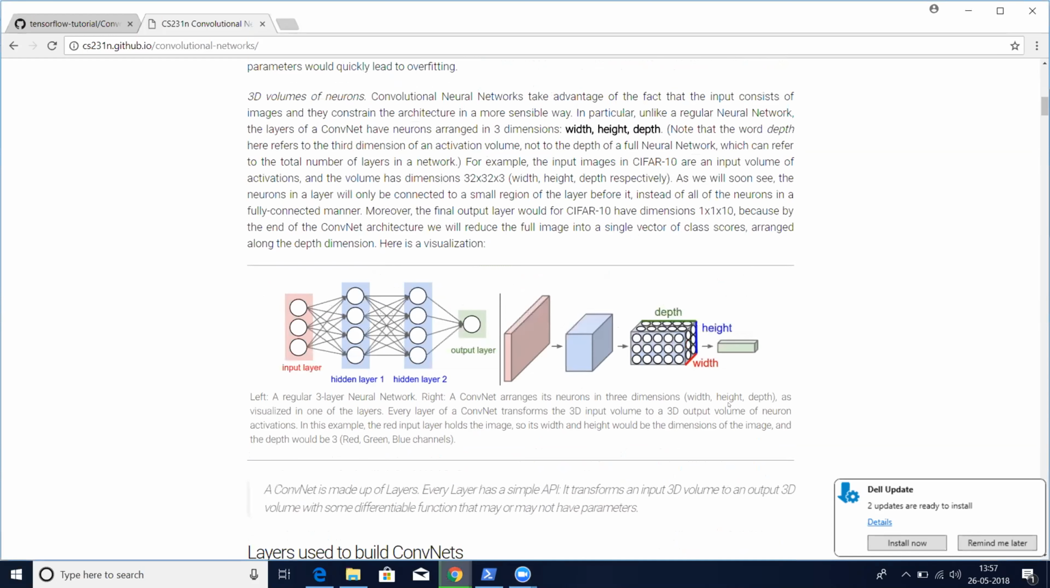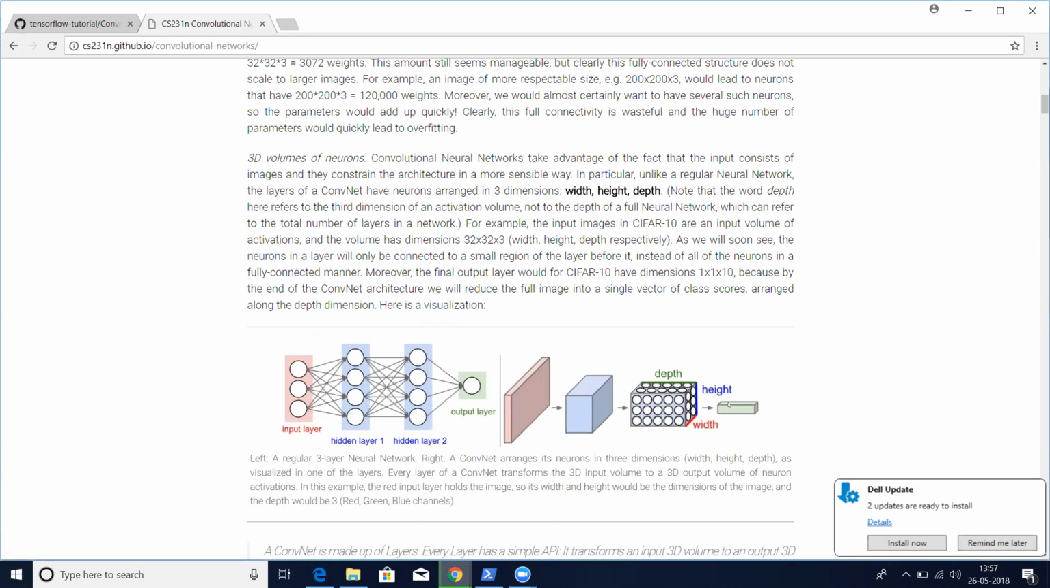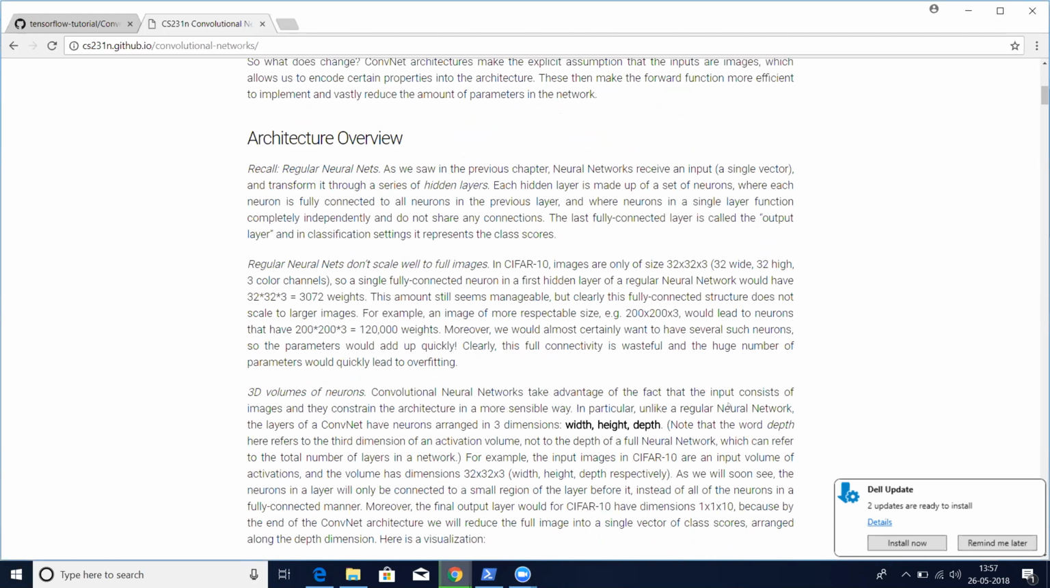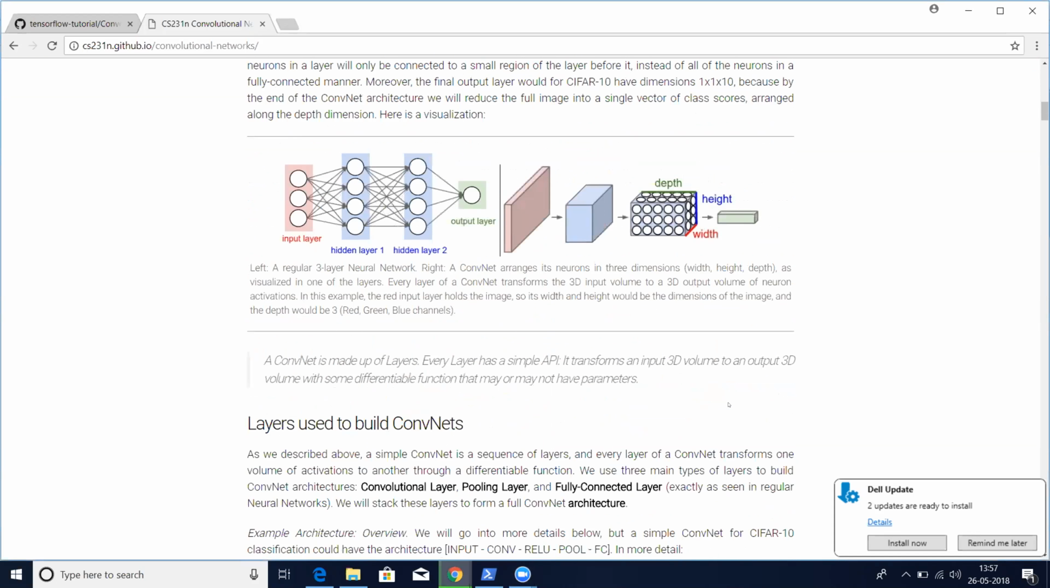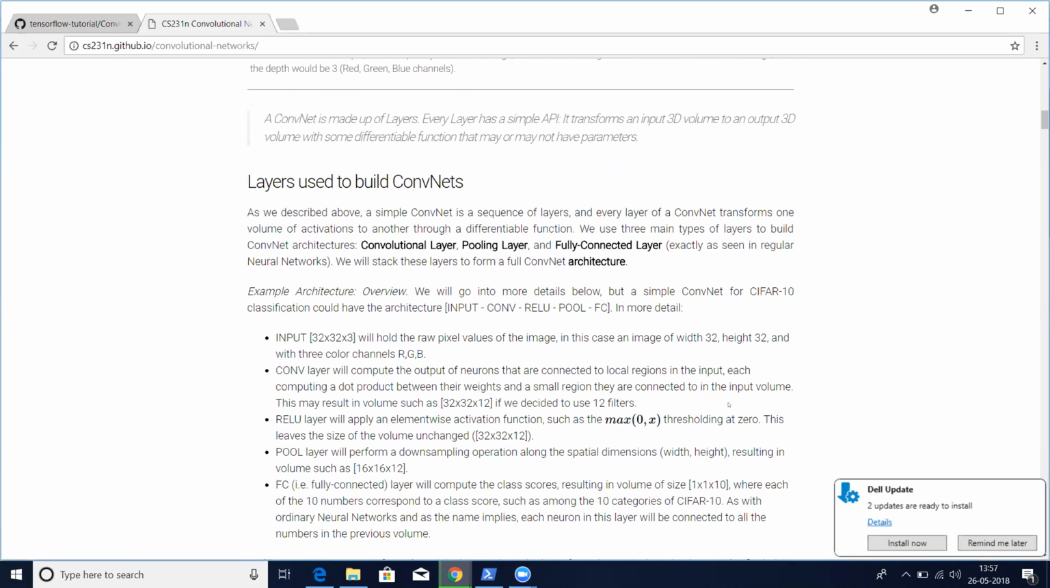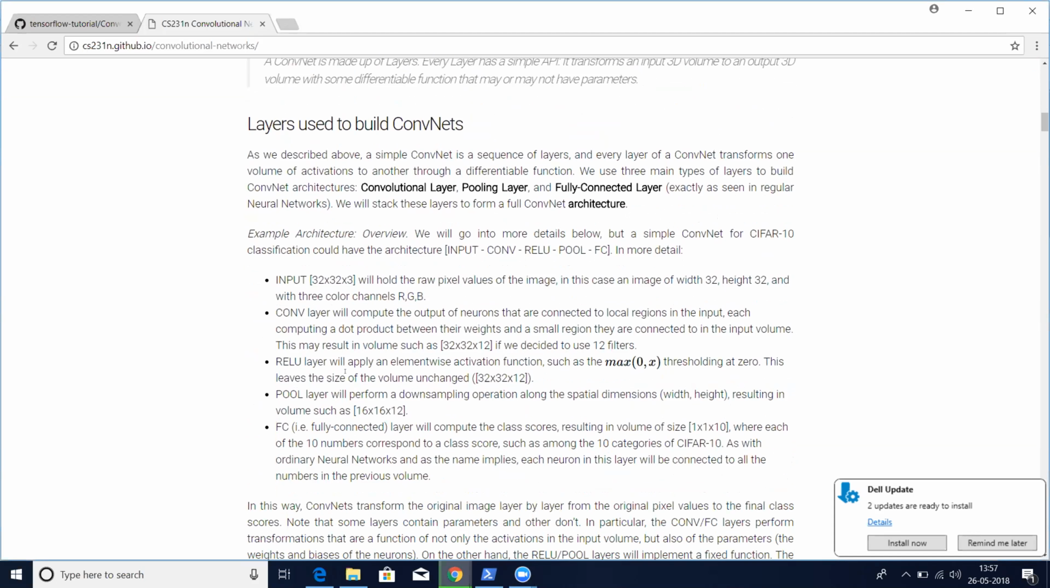This is a good reference to read, and of course there are a lot of useful things here in this repository. You can take up the link. But what is happening over here in the convolution layer? I'll keep on marking those things.